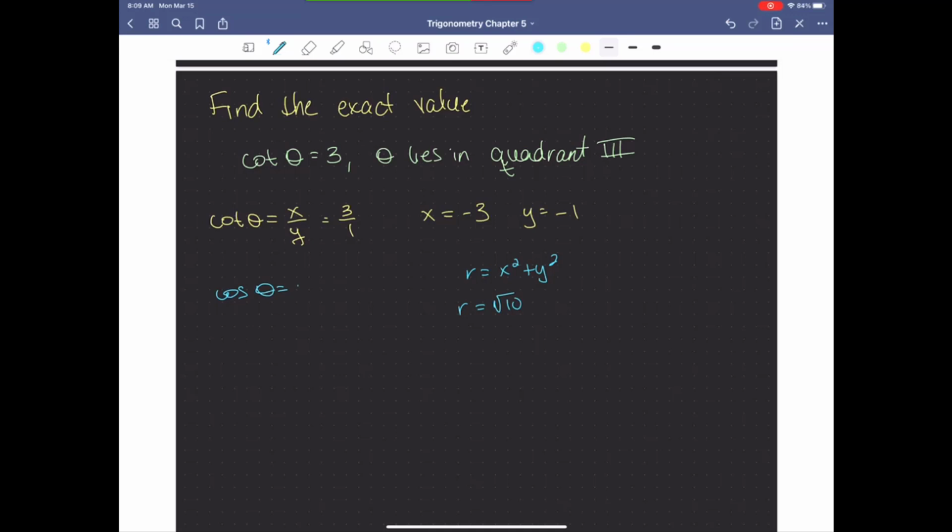Yep. -3 over the square root of 10, right? Whoops, we already did cosine. What's sine going to be? Yep, -1 over the square root of 10. And tangent is going to be? One over 3. Whoops. Yep. Is it going to be positive or negative? Positive, right? Because you get that negative over negative.